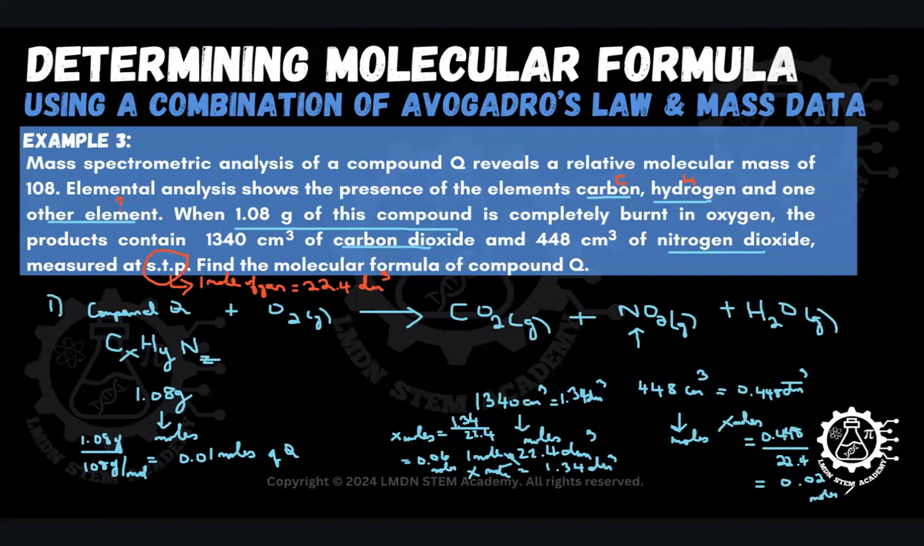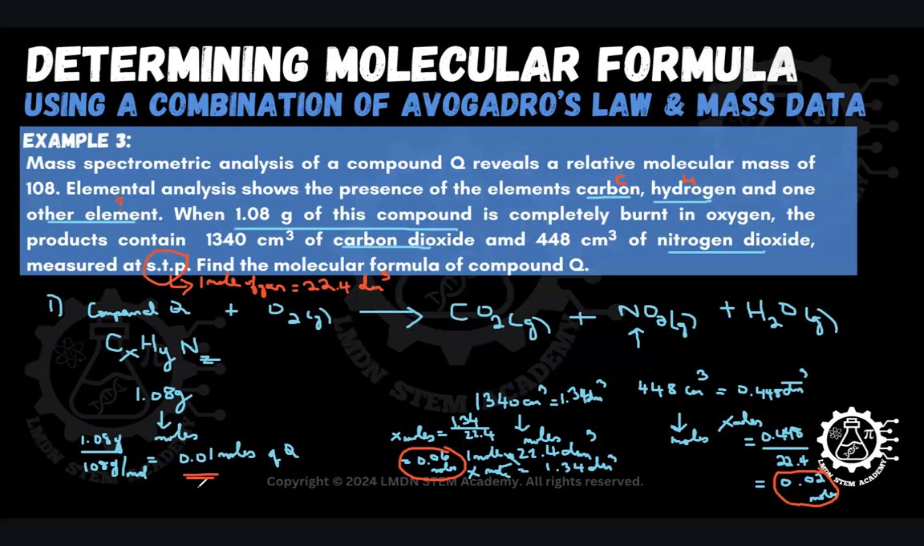So we don't want to put these numbers. Let's just highlight numbers that we have. We have a 0.01 for Q. We have 0.06 for the carbon dioxide, and we have 0.02 for the NO2. We don't want to put these decimal numbers in our stoichiometry, in our equation here.